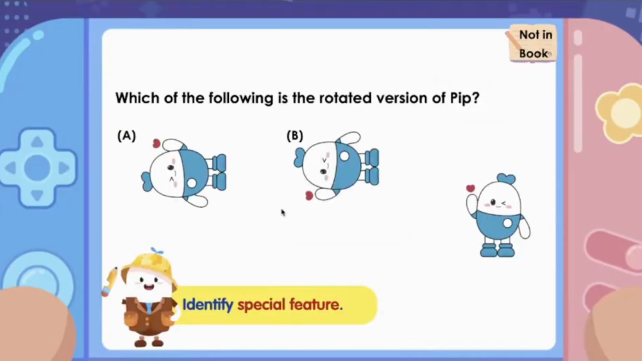Then let's move on. This one, A or B. Which of the following is a rotated version of pip? You can also see the special part, right? For example, the heart shape. And then you can rotate like this and then see which part is it. Yeah, the correct answer should be option B. Option A is also flip it.